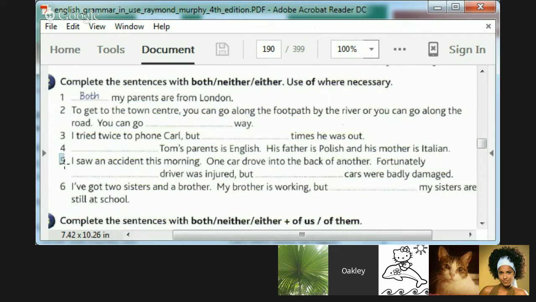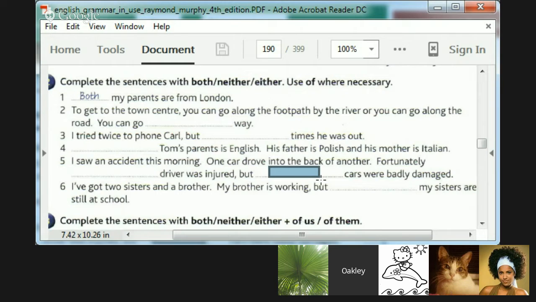Next, number 5, Carolina. Okay, I saw an accident this morning. One car drove into the back of another. Fortunately, neither driver was injured, but both of these cars were badly damaged. Neither driver. Very good. Because you notice you don't have the plural, so it can't be "neither of the drivers." No, that was correct. Neither driver was injured, but both of these cars. That's what you said.